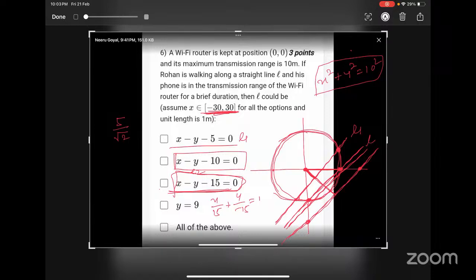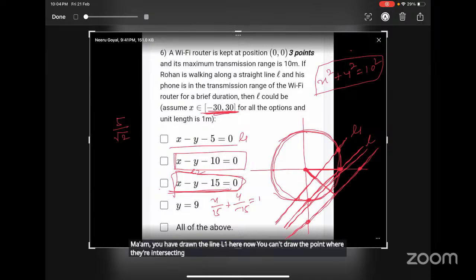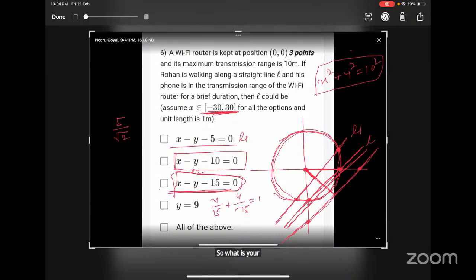Then you will get the half of the chord. Where are you using the Pythagoras theorem? Because I want to get the length of the line segment. Which triangle are you applying the Pythagoras theorem to? Ma'am, you have drawn the line L1 here, and you have drawn the perpendicular to the center. That would be the radius. So what is your triangle? Just clarify it first.